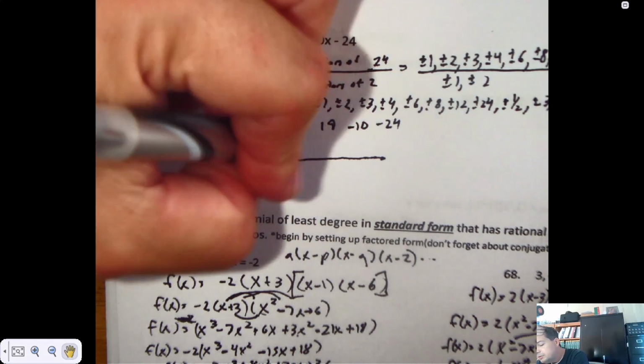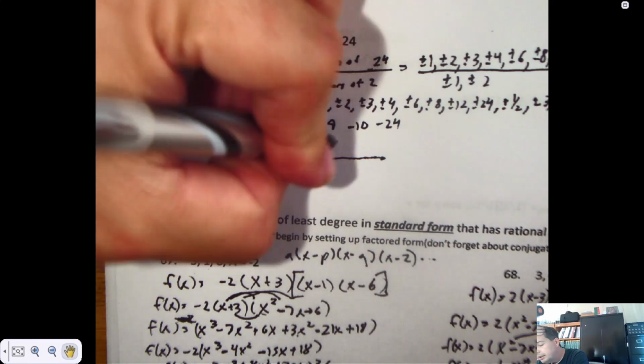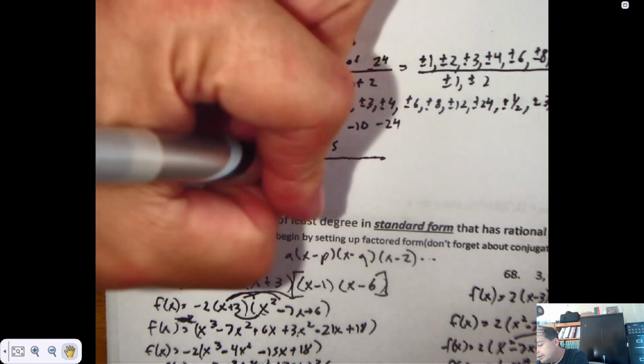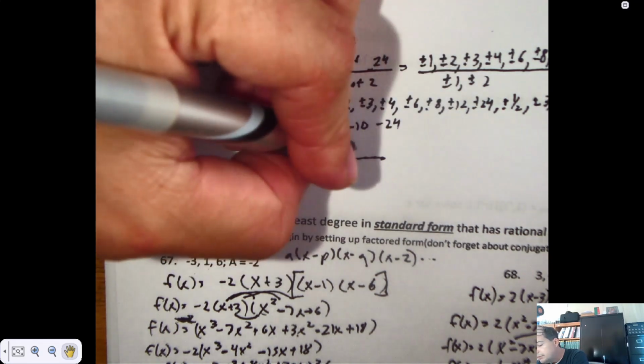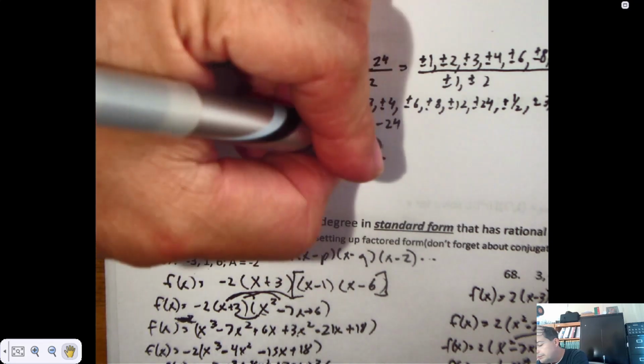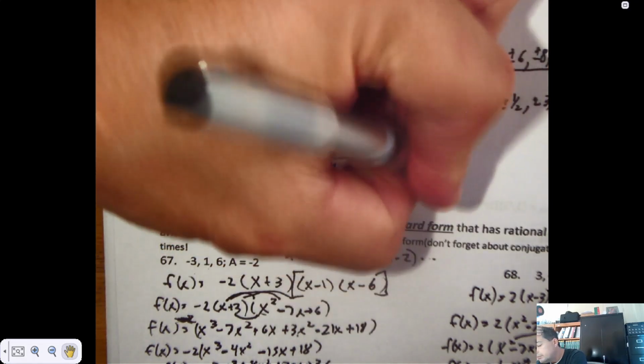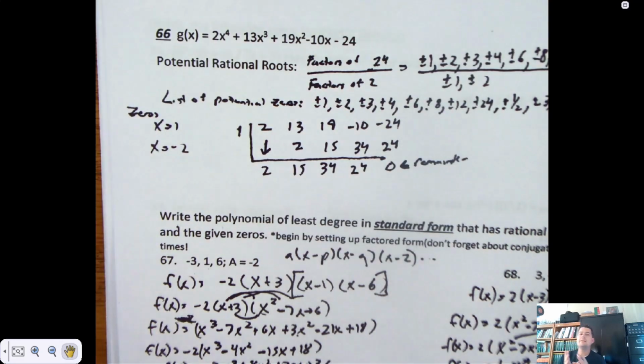1 times 2 is 2, and then I'm going to add 15. 1 times 15 is 15, and then I'm going to add 34. I'm going to multiply 34. I'm going to add 24. I'm going to multiply 24. I'm going to add 0. This is my remainder. Because I got a 0, I know that is a 0.